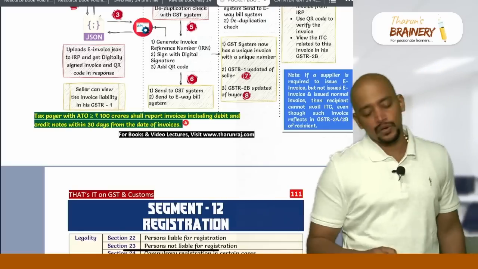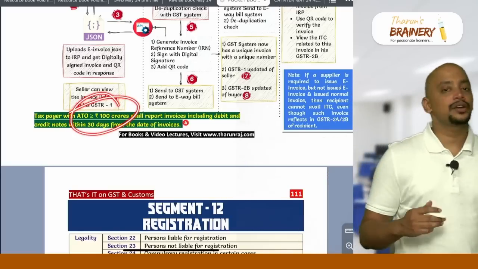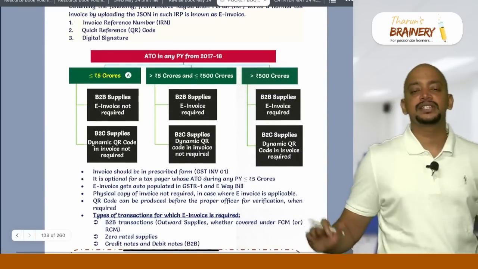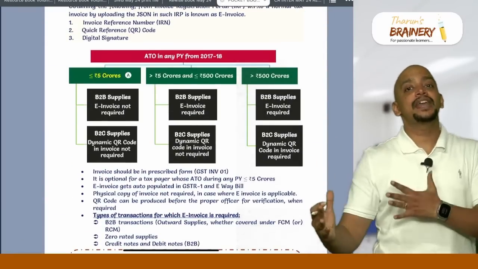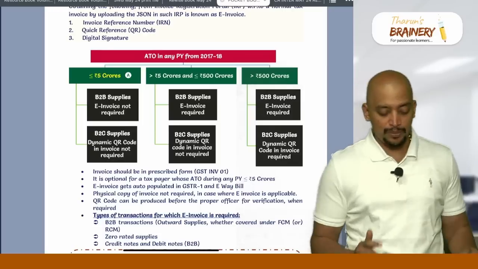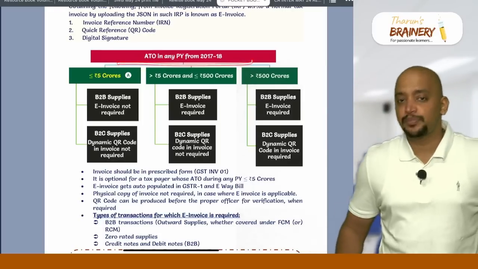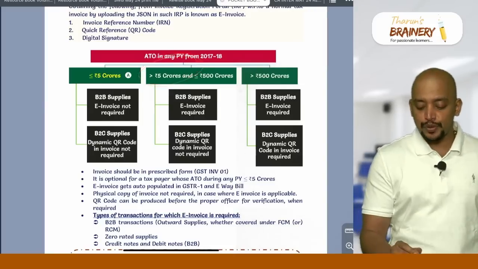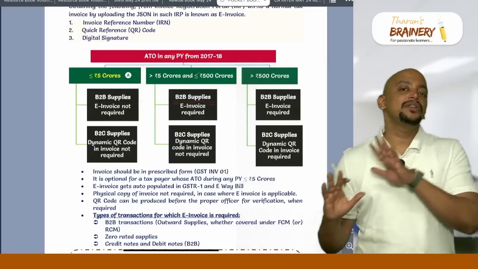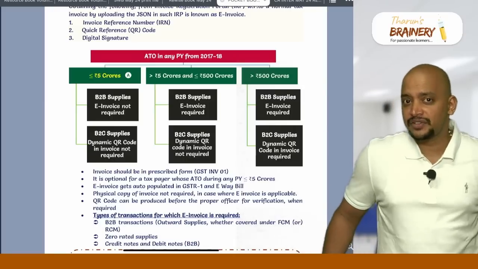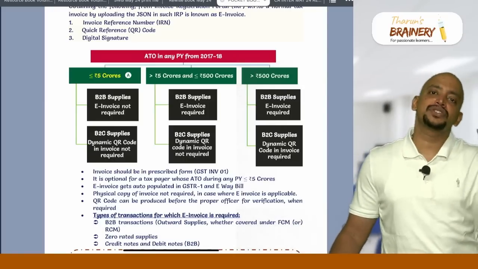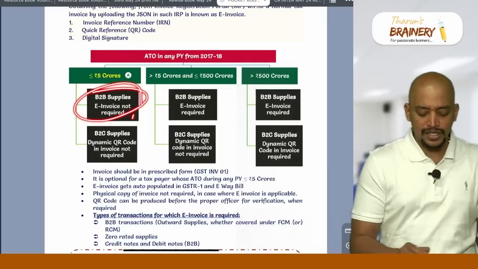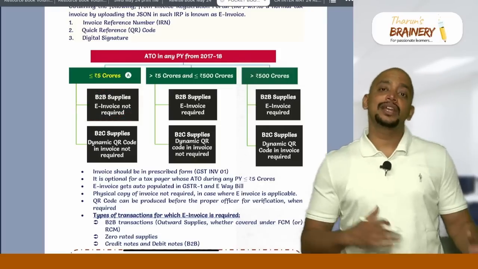And to whom will these E-Invoices be applicable? Is it for this 100 crores? No. E-Invoice is applicable if your aggregate turnover in any previous year from 17-18 exceeds 5 crores. So then itself E-Invoice will be applicable. If the aggregate turnover in any previous year from 17-18 exceeds 5 crores, that too with respect to B2B supplies only, E-Invoice is required. What if it does not exceed 5 crores? In every financial year we have to see 5 crores per year. So if in any financial year it does not exceed 5 crores, then E-Invoice is not required. So that is about the applicability of E-Invoice.